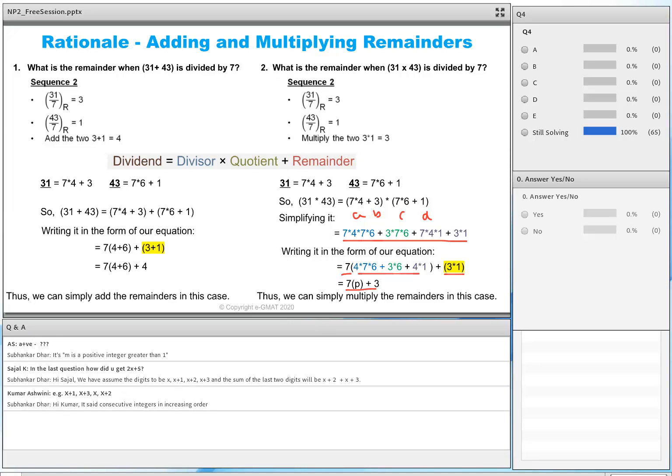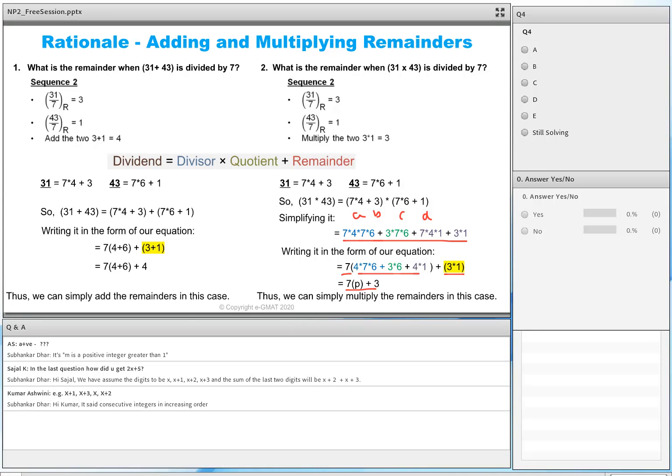So this is the underlying concept of where we use the same concept of dividend is equal to divisor times quotient plus remainder to solve these kinds of questions. Now this is a very important concept, and that is the reason I would want all of you to keep a very good note of these concepts.